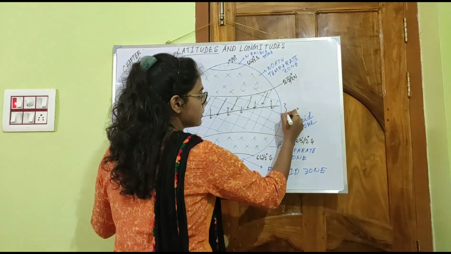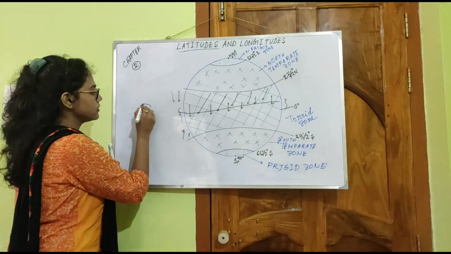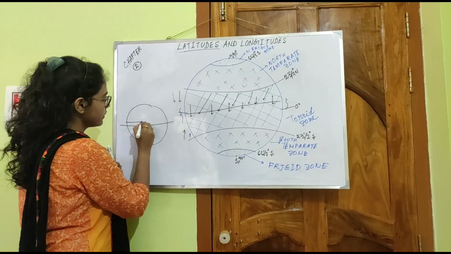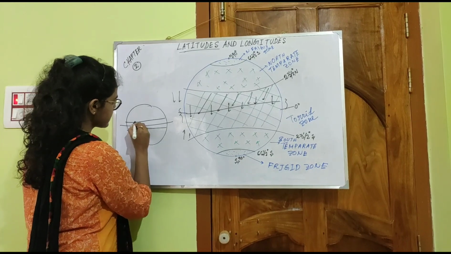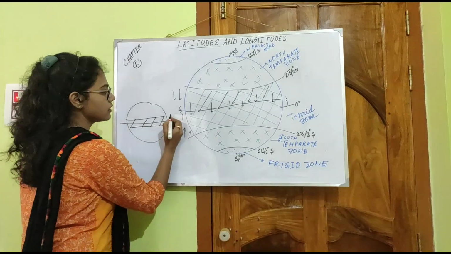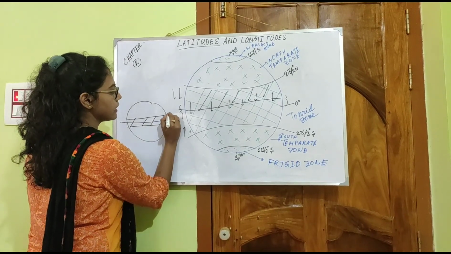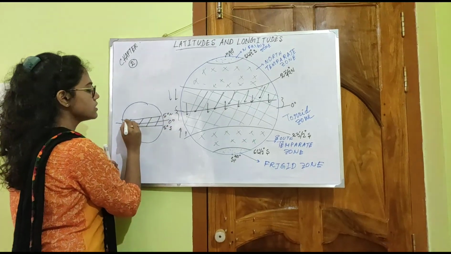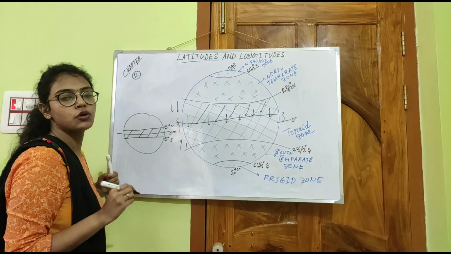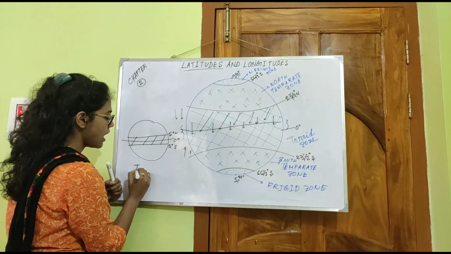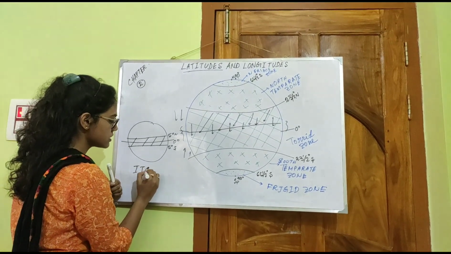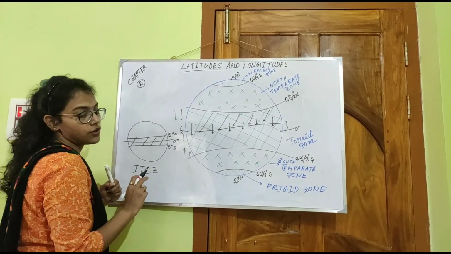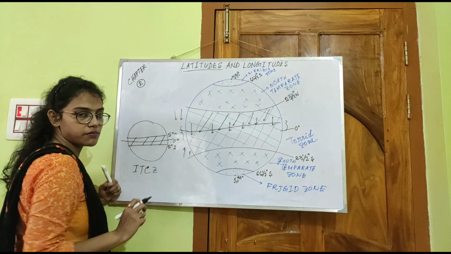The equator, this place, 0 degree, that is 5 degrees north to 5 degrees south. This place is called the doldrums or the ITCZ, the intertropical convergence zone. The doldrums.